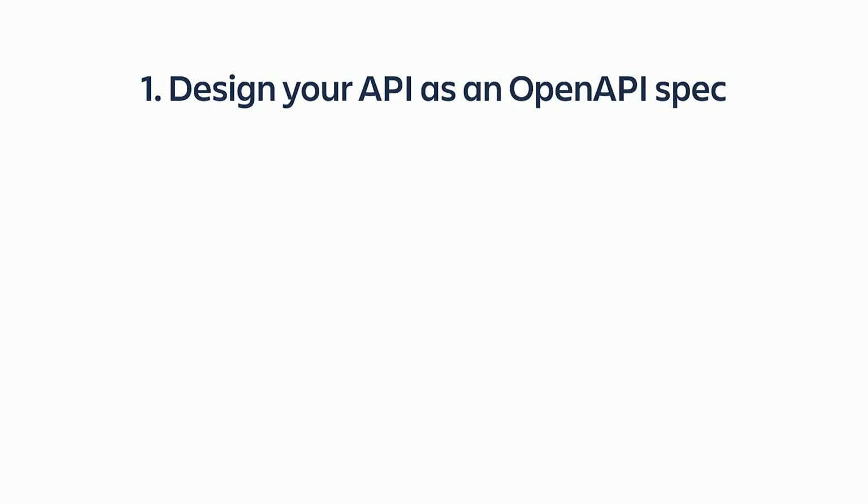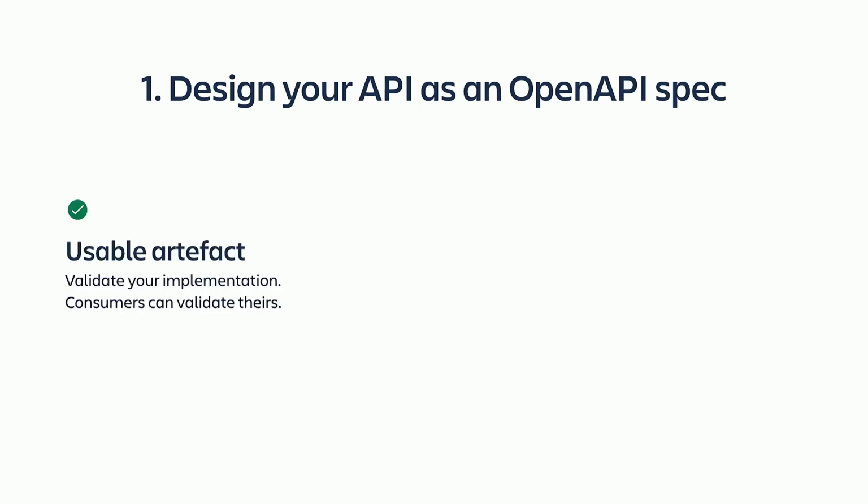All right, so let's get started. First of all, we're going to design our API and write it out as an OpenAPI spec. So we fire up our editor and we start bashing out some JSON or some YAML. At the end of this process, we have a usable artifact. Because we've used a formal specification, we have an artifact that we can use in our dev loop to validate our implementation, and our consumers can use it in theirs to validate their usage of our API.